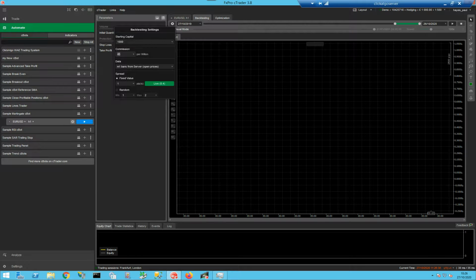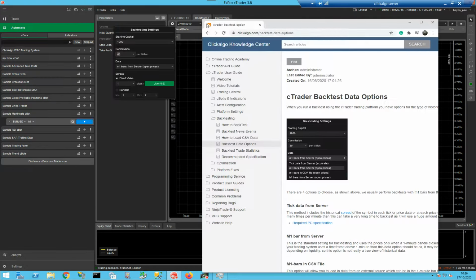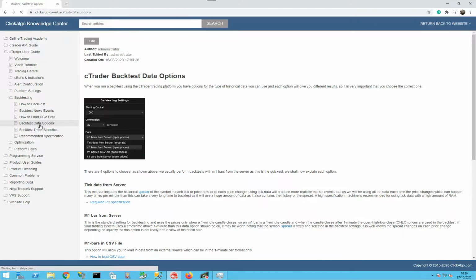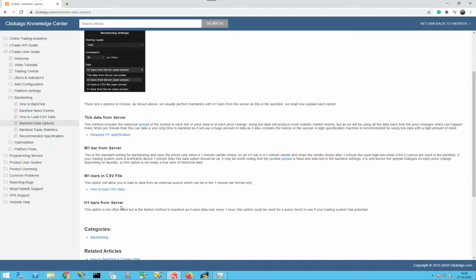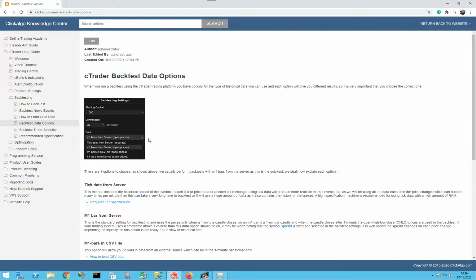Then you want to choose data. Now what I'm going to do is explain to you what I mean by the different data options, okay? So these are various options that you can use. I'm going to explain them to you, but you can also go to our website. In our knowledge base, we've got backtest data options, and this explains each one in detail down here so you can read it, okay? So if your English isn't so good, just come to this page here on our knowledge base and click Algo, and you can actually have a look.